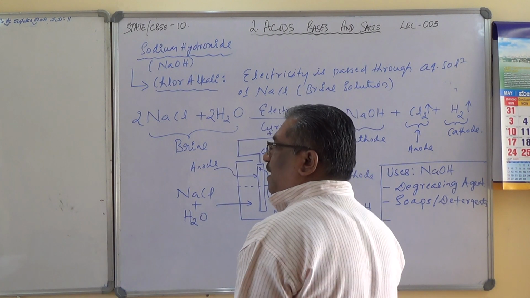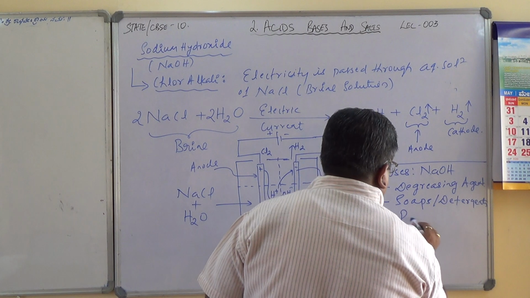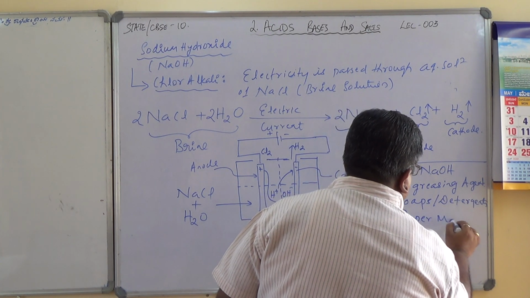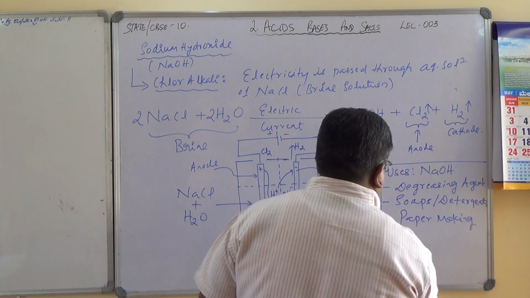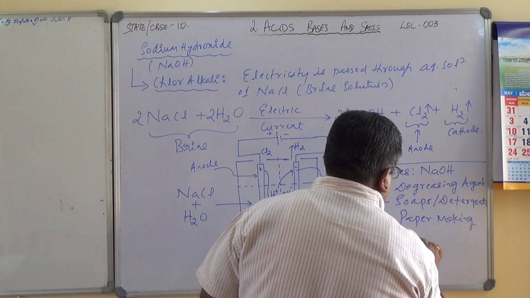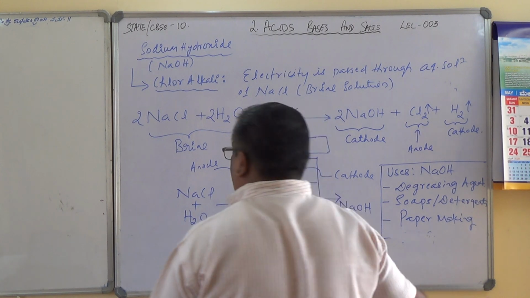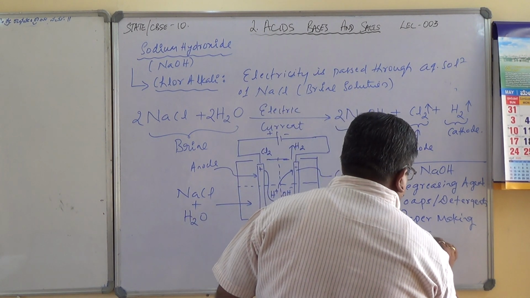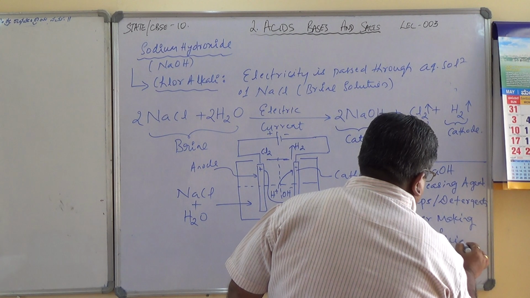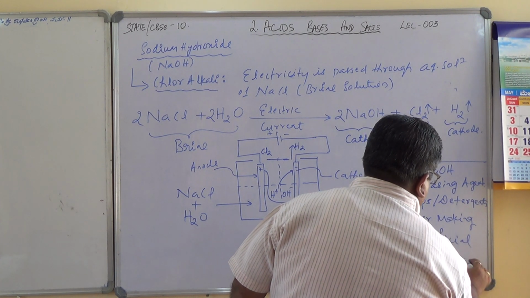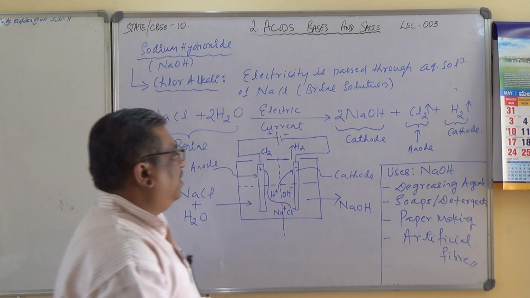And you have something like paper making also, in paper making industries, and it is also used in artificial fiber, in the making of artificial fiber. So these are the applications of sodium hydroxide.